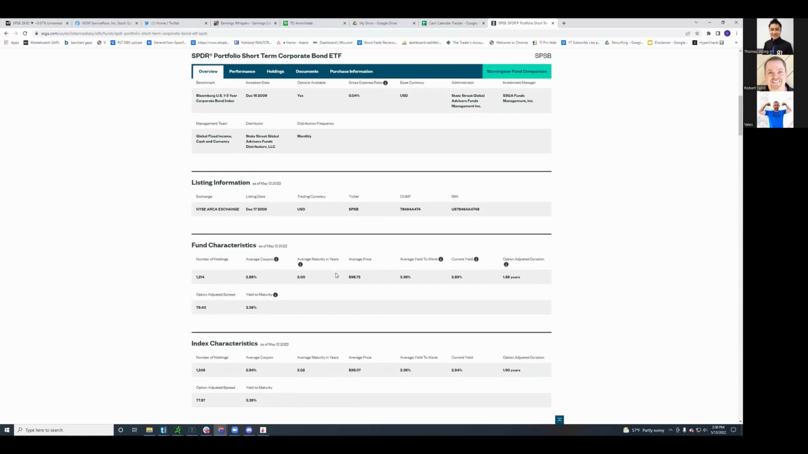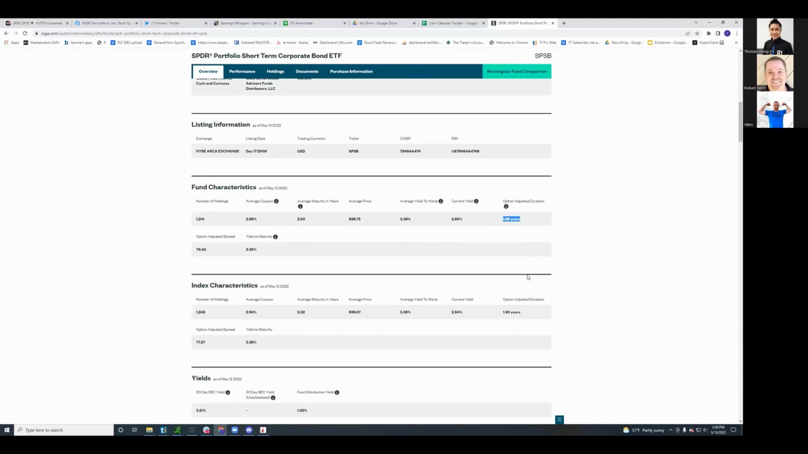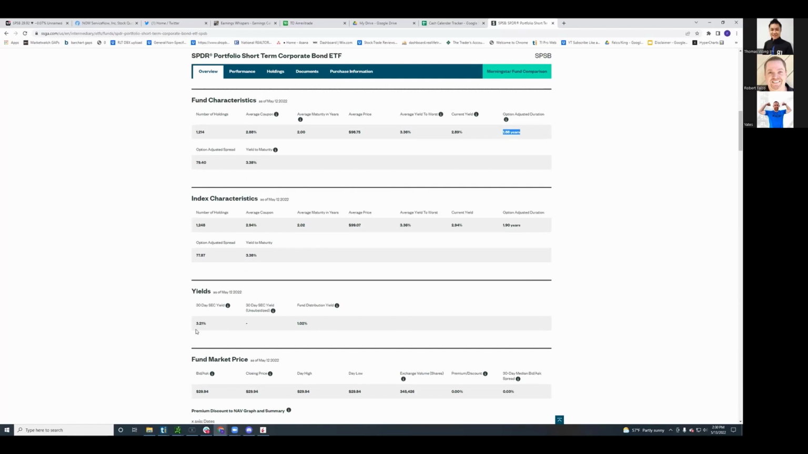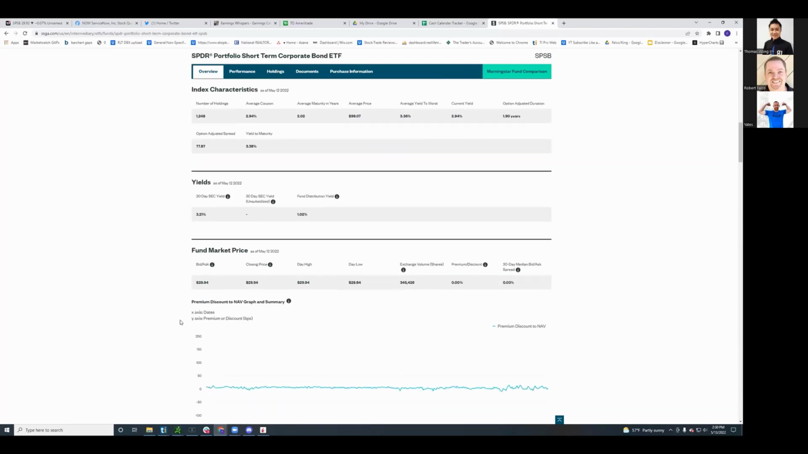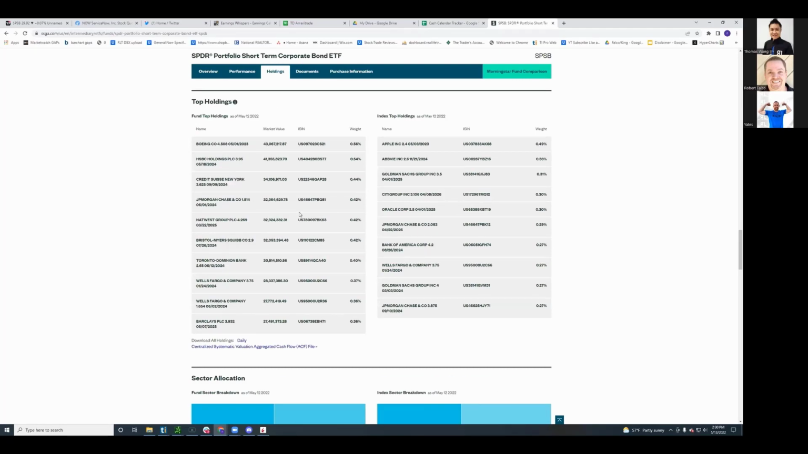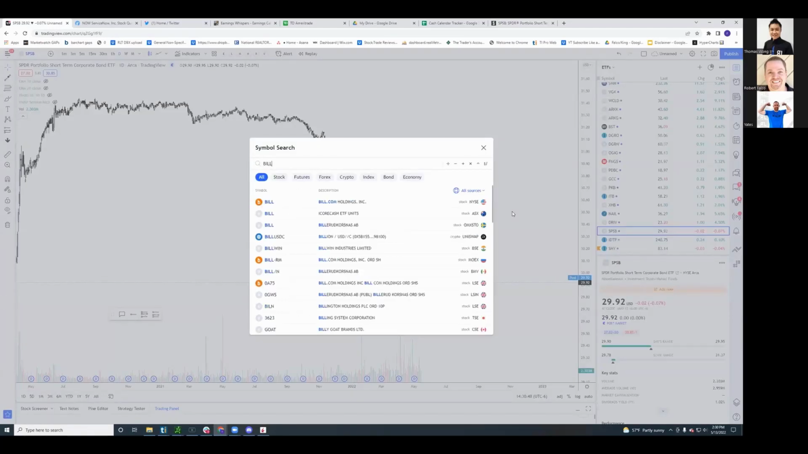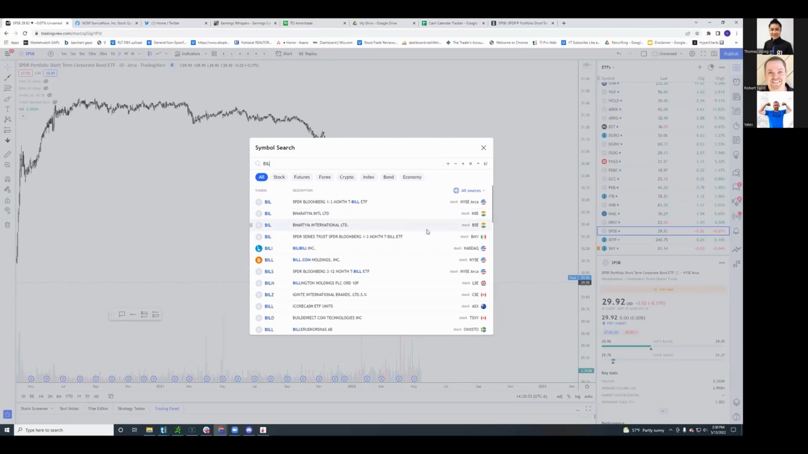Now there's BIL, which is a 1 to 3 month T-bill ETF. So this one's 2.89, averages 1.8 years. Oh wait, here's the 30 days, 3.21. Holdings. This is a corporate bond one though. This isn't treasuries. What'd you say the other one was? BIL, yeah. It's a 1 to 3 month, so it's really short.